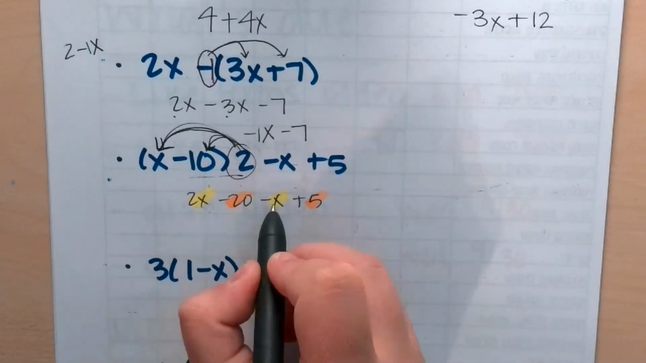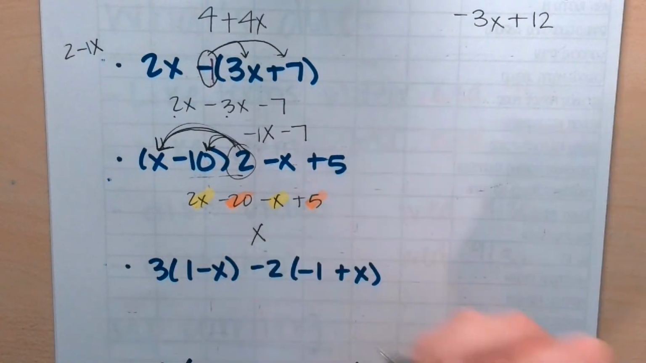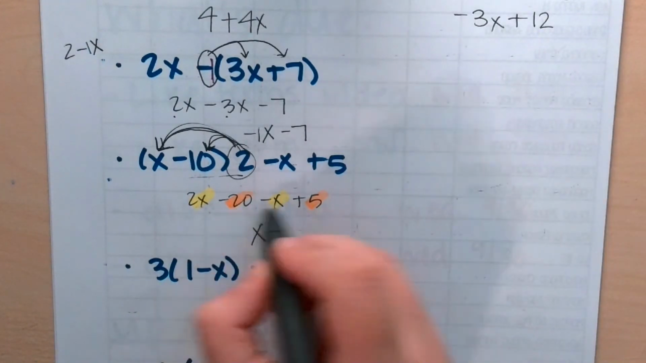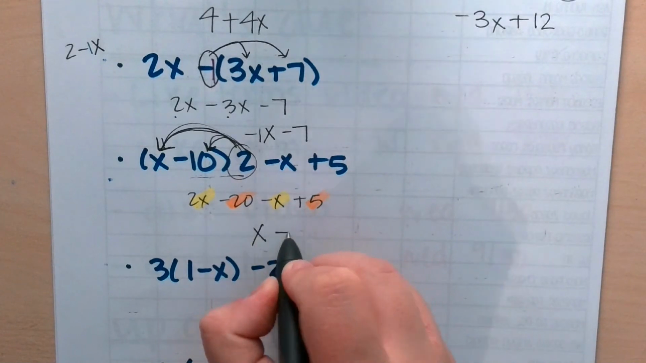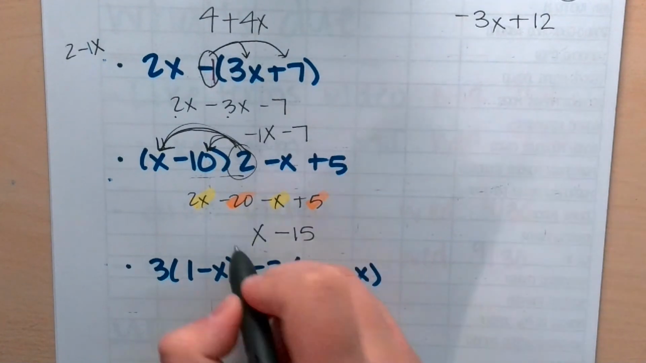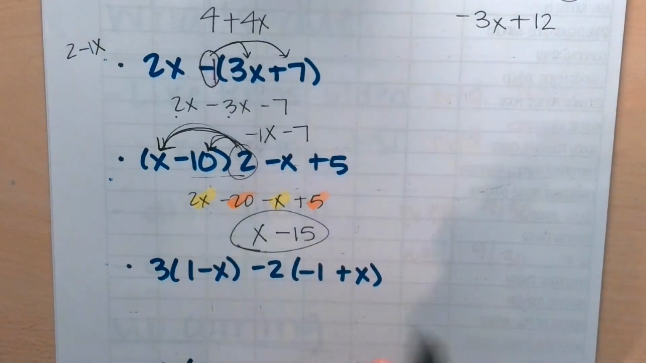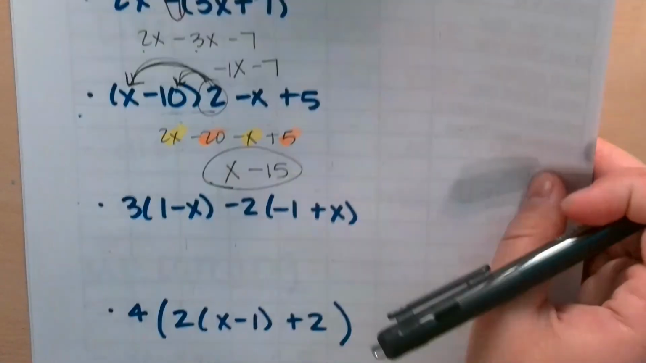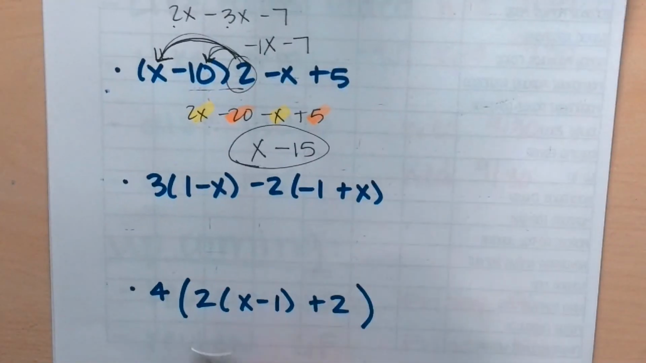Okay, so 2x minus x leaves us with x. Negative 20 plus 5 leaves us with negative 15. Okay. Alright. One more example, and then I'm going to kind of walk through the last one.